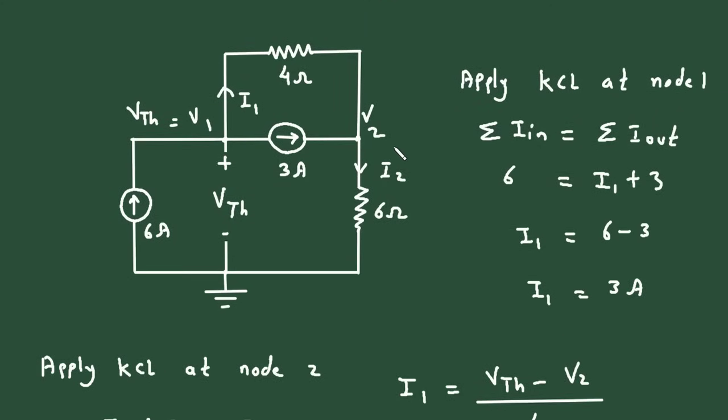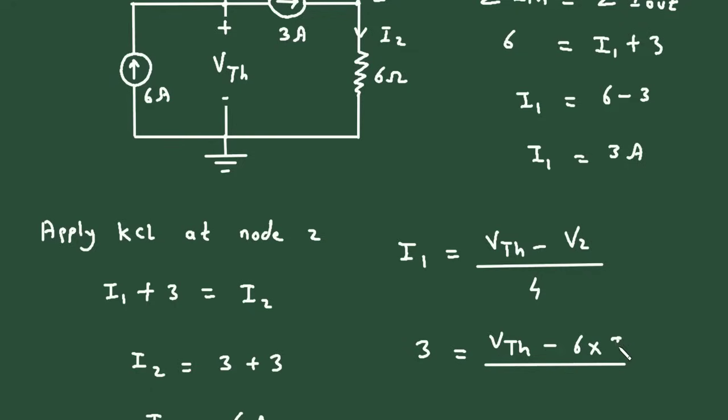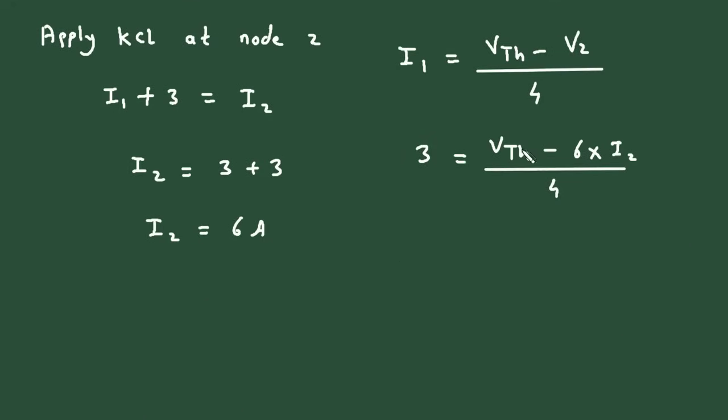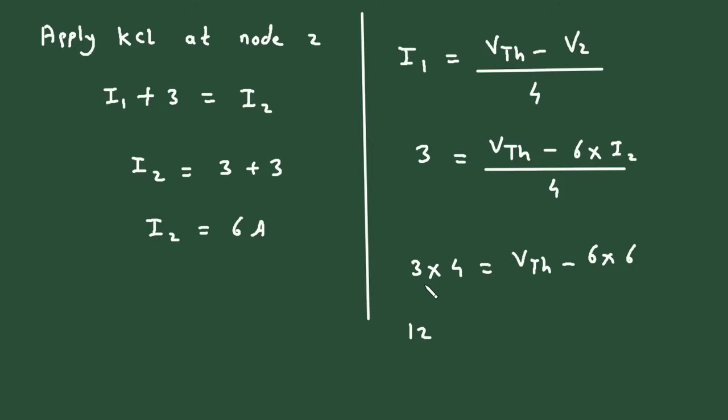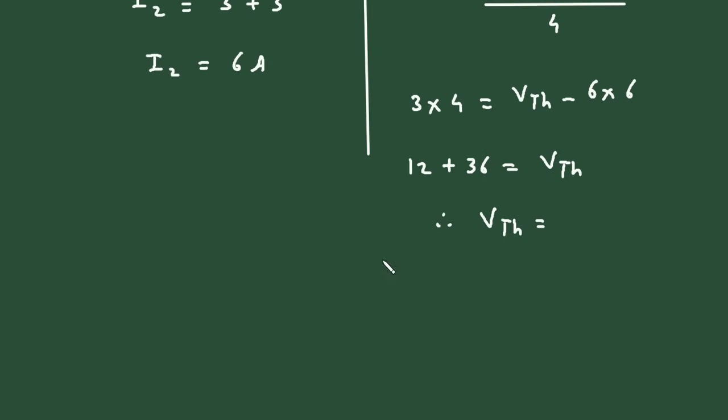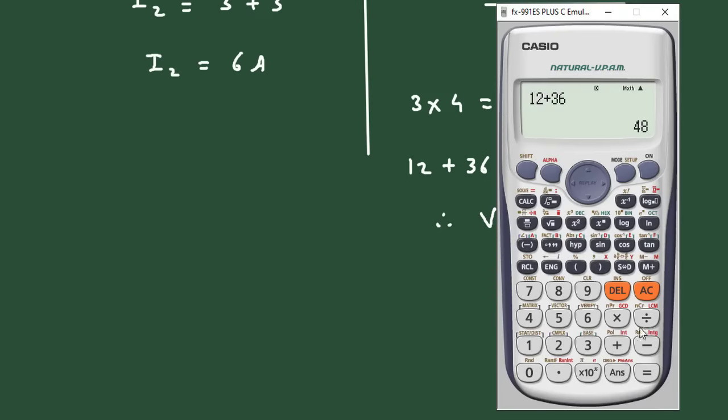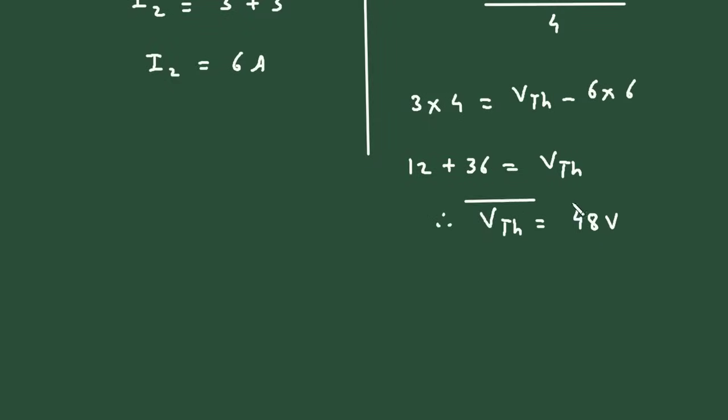Now the value of V2 will be V2 is equal to 6 multiplied by I2. Now we can find the value of VTH. So 3 multiplied by 4 is equal to VTH minus 6 into, the value of I2 is 6 ampere. If we take this on left side, it will be 3 into 4, 12, plus 36 is equal to VTH. So VTH is equal to 12 plus 36, which is 48. 48 volt is the value of VTH we got.